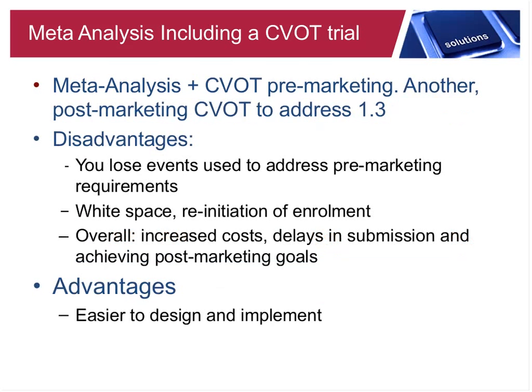So, what advantages and disadvantages? Well, obviously, with this strategy, you lose all the events that you collected to address the pre-marketing requirement, and that's around 120 events. That's not little by any means. Then you have all that white space. You have filing, you have preparation for the new trial, reinitiation of enrollment, and things of that kind. Overall, obviously, increased costs, delays in accomplishing a number of milestones, and certainly delays in achieving post-marketing goals.